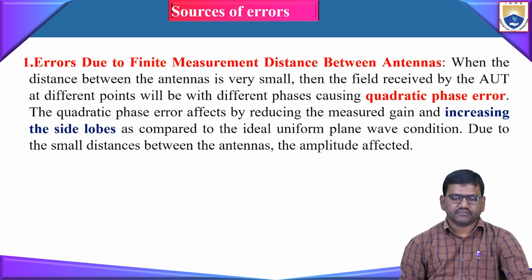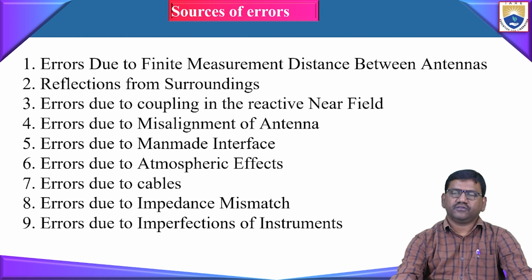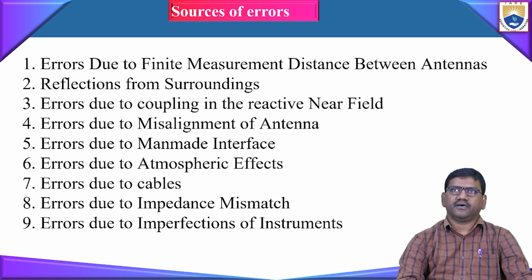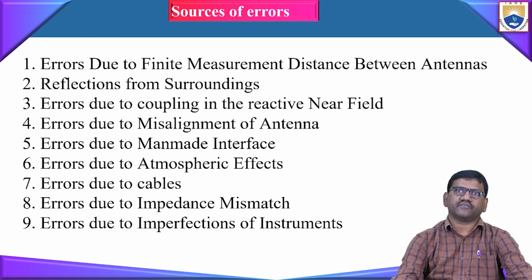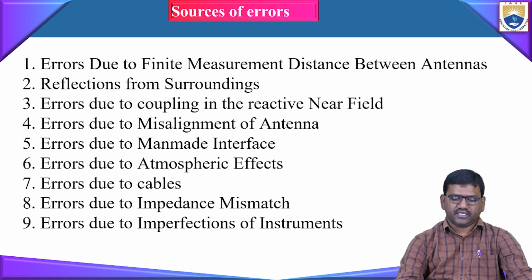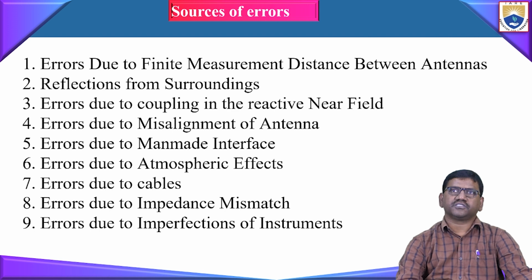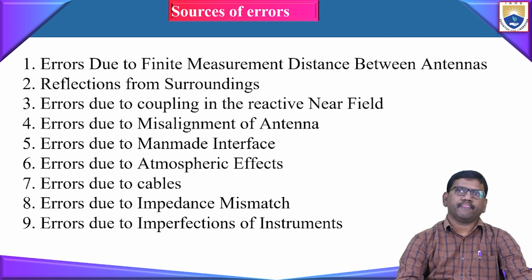Now, sources of error. Though we have designed an antenna perfectly, we get some sources of errors while measuring parameters like gain, directivity, or half power beamwidth. There are different types of sources of errors: errors due to misalignment of the antenna, errors due to coupling in the reactive field, errors due to man-made interference, errors due to atmospheric effects, errors due to the cables, errors due to impedance mismatch, and errors due to imperfections of the instrument. These are the different sources of error generally occurring while we measure any parameter like gain, directivity, or half power beamwidth.